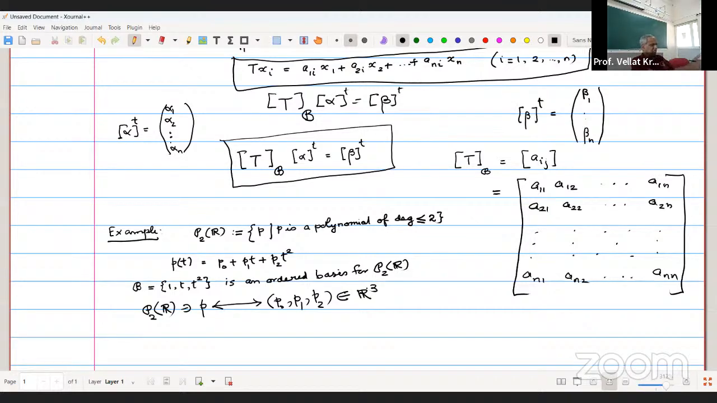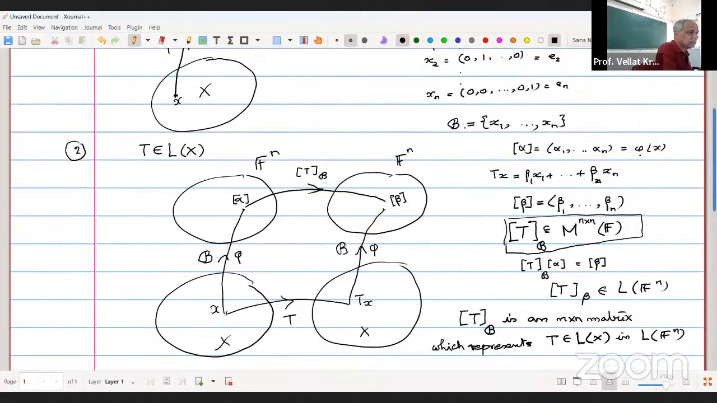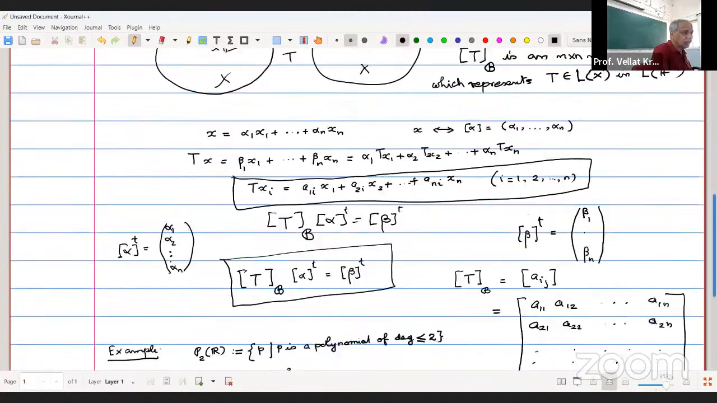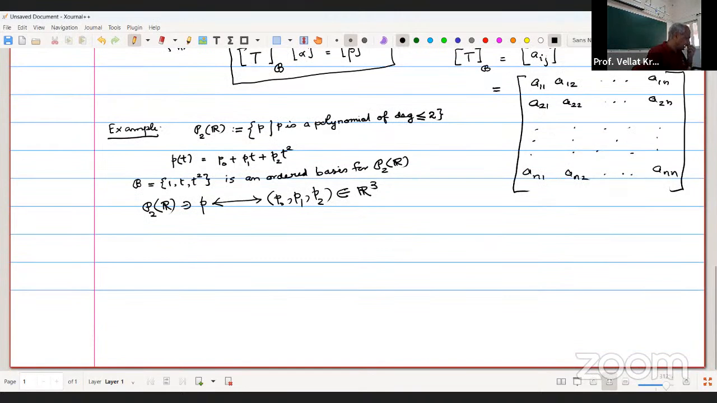So once you have chosen this, then this is the representation. If you choose a different ordered basis, some three polynomials, say 1 minus t, 1 plus t, and 1 plus t square, that also would form an ordered basis. And with respect to that, you will have to rework the coefficients of p and get the representation. But now what we want is how to get the matrix representation. Okay, right. So let us see.